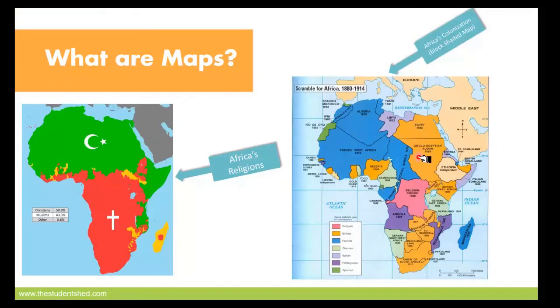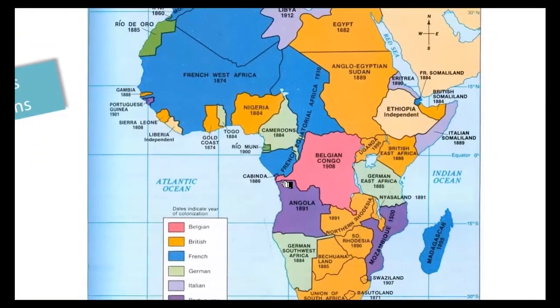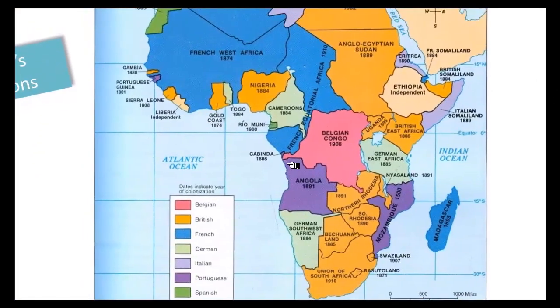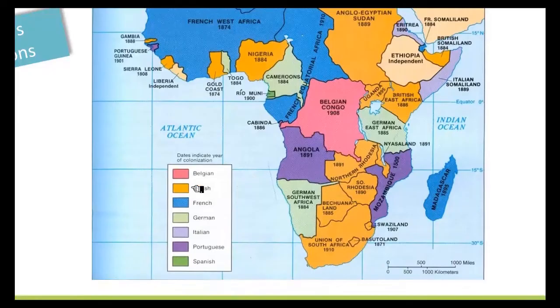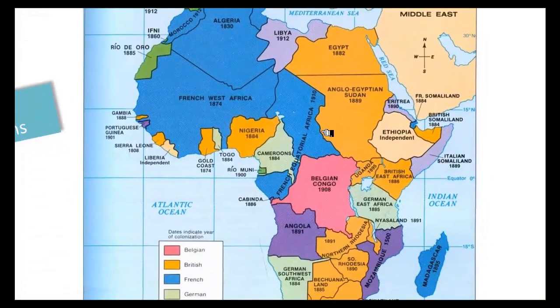And the map over here to the right is Africa's colonization. This is showing us the dates along with the countries that have colonized the various countries throughout the continent. So it's color-coded again, where it's orange, it represents the British. In addition to that, we also see the year that the colonization happened. So this map is giving quite a bit of detail.